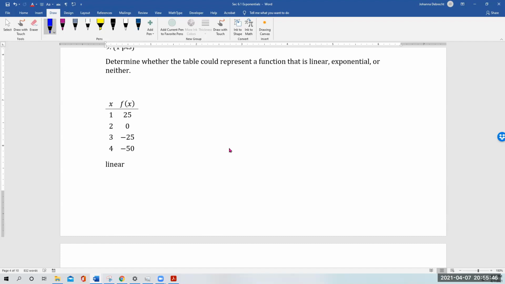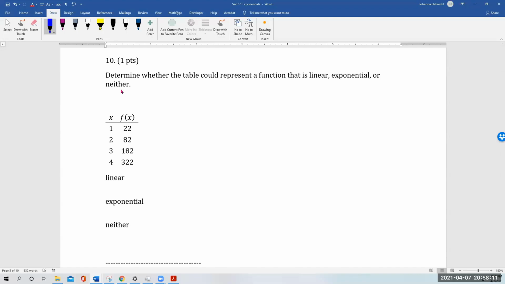This is the same function as the previous one, but starting at a different value. In other words, the rate of change is the same, it's decreasing by 25. That makes this one linear as well. Let's take a look at the next problem.